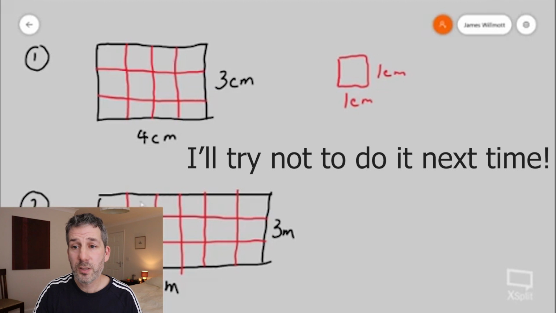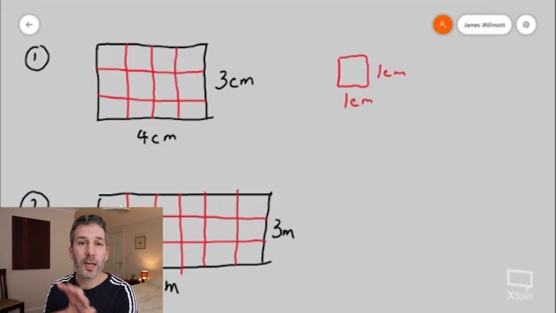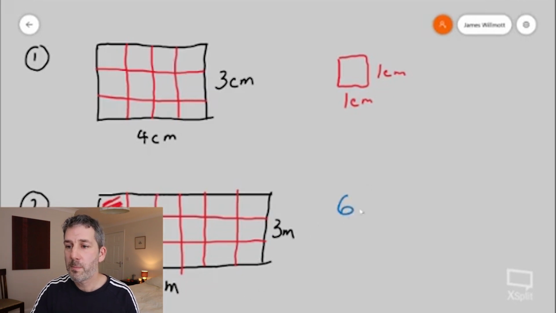And then we could just count the squares, but we don't really need to count the squares every time, because we can just use multiplication. We know that we've got 6 columns, and in each column there's going to be 3 squares because it's 3 meters high. Therefore, the area of this is going to be, let's go for blue, shall we? If we multiply those two together, that's going to tell us how many squares there are. We've got 6 across, and each of those has 3 squares in, so that is going to be 18.